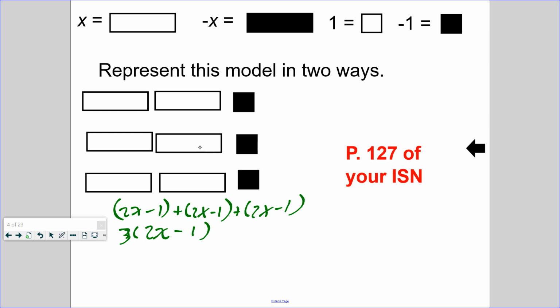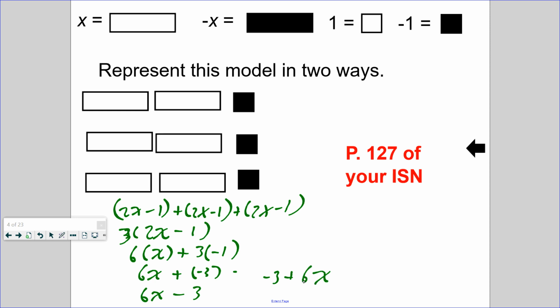How many groups of x's? I see 6 groups of x's plus I see 3 groups of negative 1. How many total x's do you see? I see 6 x's. And then I see plus 3 negatives. Is there another way I can rewrite this? What about 6 x's minus 3? What about this? I see negative 3 plus 6 x's.